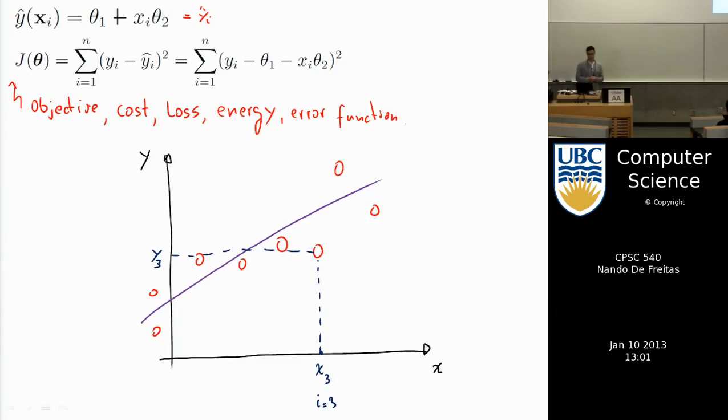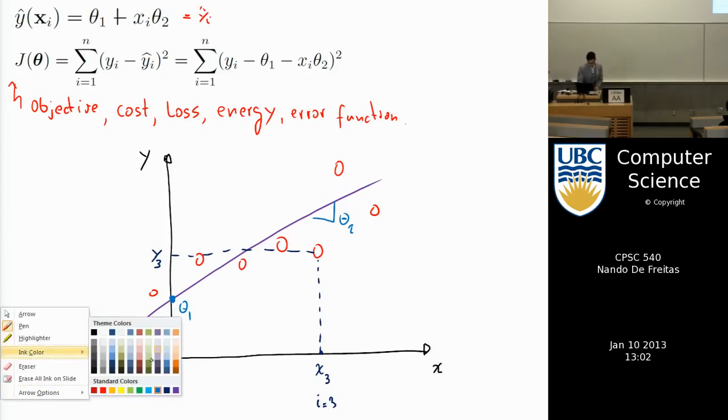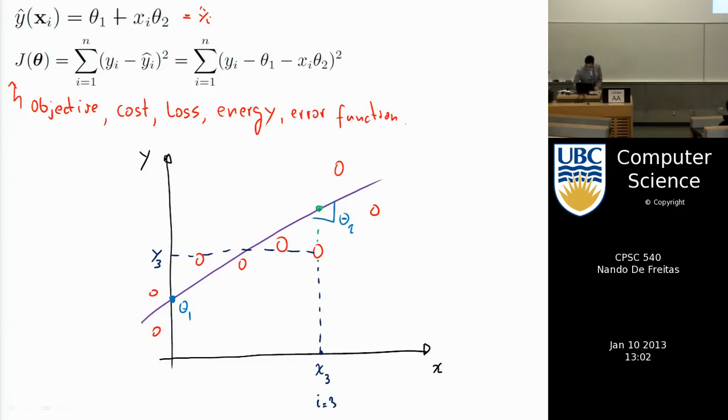What we're trying to do is compute theta, which is essentially the equation of the line. Theta 2 is going to give us the slope, and theta 1 is just the intercept of the line. If I want to know where y3 is, the prediction for the point will be the line evaluated at x3. This is y3 hat, which is essentially the equation of the line evaluated at x3.